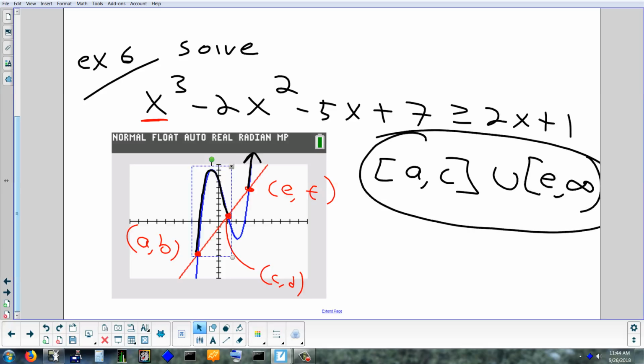That one is way too hard to try to factor because it's a cubic. I don't expect you to factor anything other than a quadratic at this point. So any questions on that idea? A little time consuming to find the intersections, but once you find them, it's pretty straightforward from there.